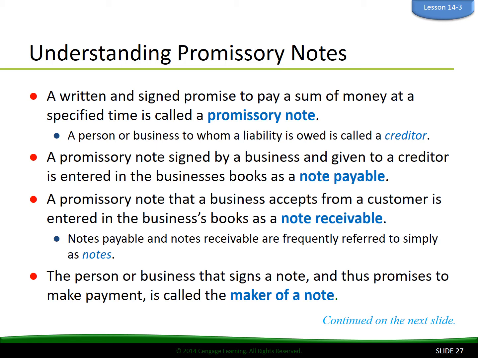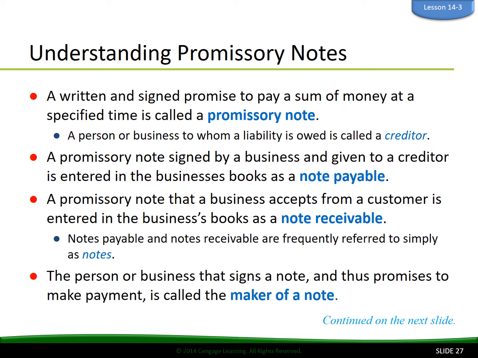Understanding promissory notes. Here we have some definitions. A promissory note is a written and signed promise to pay a sum of money at a specific time. There might be some other terms on this too, but it's basically saying that I will pay ABC company back by August 1st of 2020, or whatever the date may be. A creditor is the person or business to whom a liability is owed. So if I'm saying that I'm going to pay ABC company, then ABC company is the creditor.